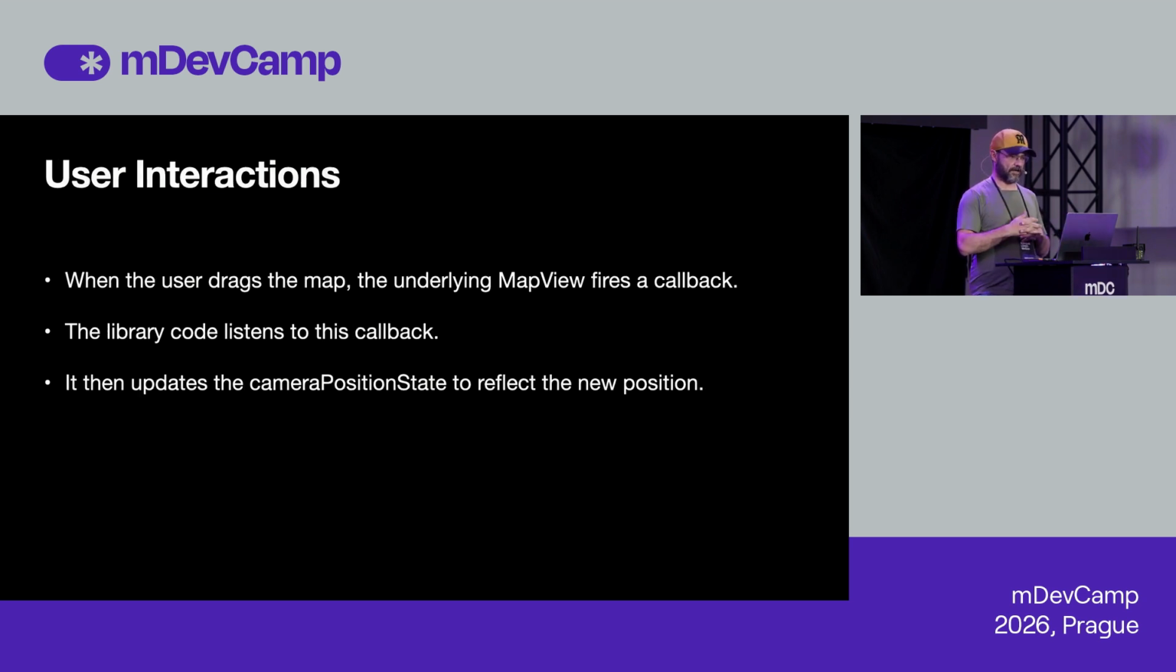Of course, we have user interactions. So when the user drags the map, as you do on a map view, the map view is going to fire a callback. The library code is going to listen to the callback, and is going to update the camera position state to reflect the new position.